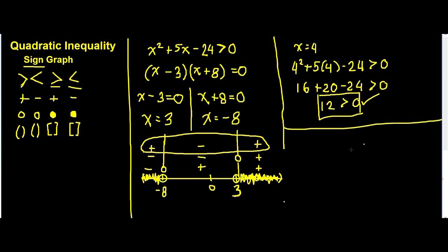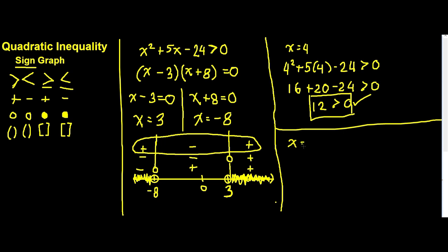Now, how about yung mga hindi na-shadean? Ano yung ibig sabihin nun? It only means na hindi kasali yung mga hindi na-shadean sa solution natin. It will make your inequality false. X is equal to 0. Substitute. 0 squared plus 5 times 0 minus 24 greater than 0.